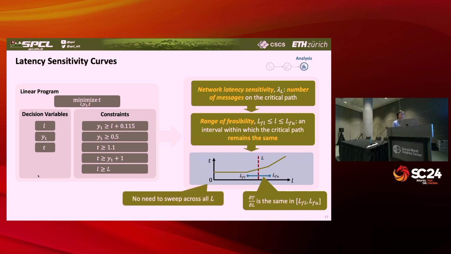What this implies is that we would no longer need to sweep across all of the latencies in order to find the sensitivity curves, because solving this linear program would provide us with information about the regions next to the solution. This is how we optimize compared with the conventional methods.